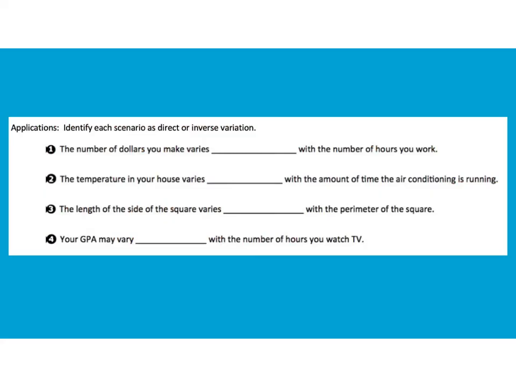We're just going to look at some real-life examples, and you're going to tell me if this scenario describes inverse or direct variation. The number of dollars you make varies how with the number of hours you worked? Well, we kind of talked about this already, but number of hours, I just put an arrow going up. As that goes up, what happens to the dollars? Well, that's going to go up as well, so we would say that it varies directly.